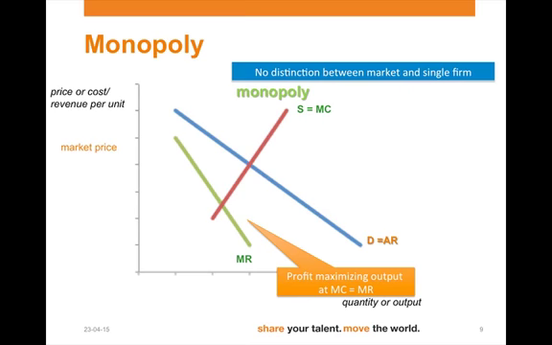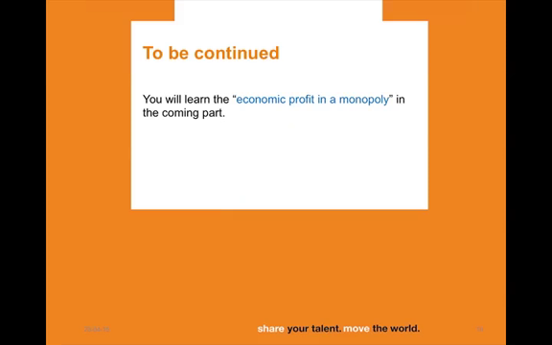At the point of intersection of MC equals MR, we move along that line up to the demand curve, and this will be the price that the monopolist can charge to establish its maximum profit. In the next video, we'll have a look at what this means for economic profit in a monopoly.